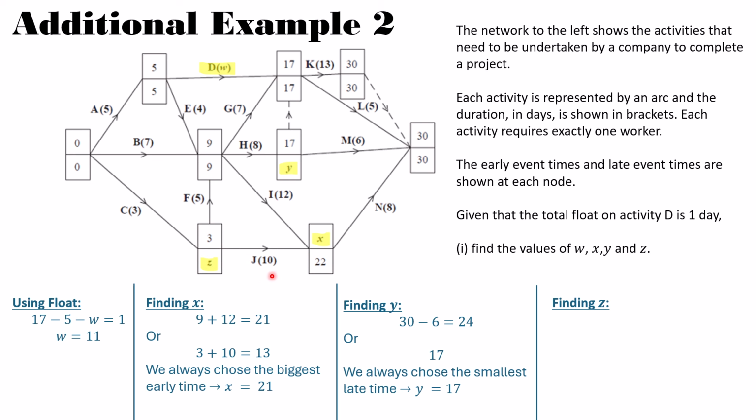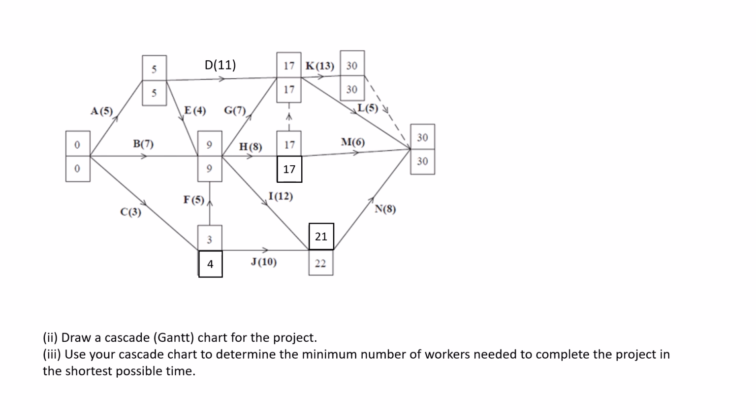So that's J is 10 and F is 5. Looking at J is 10, we have 22 minus 10, which will give us 12. Looking at F, it will be 9 minus 5, which gives us 4. Again, it's a late time, so choosing the smallest late time is going to give us 4. So here is the updated activity network with all the unknowns filled in.